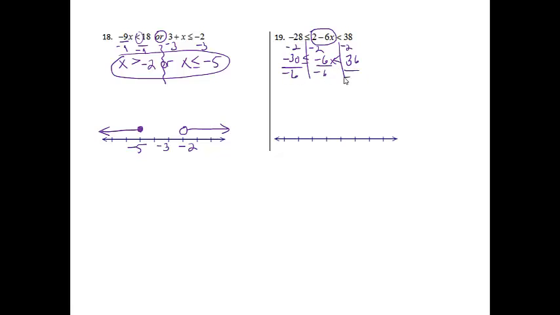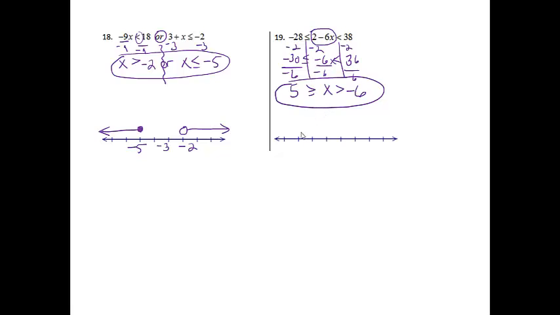We're dividing by negative, remember. So negative 30 divided by negative 6 is 5. We just have x in the middle now. 36 divided by negative 6 is negative 6. And we divided by negative, which means we need to switch the way the inequality is going. Okay, so that's going to be my answer.